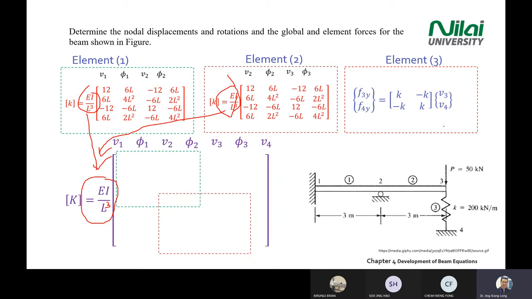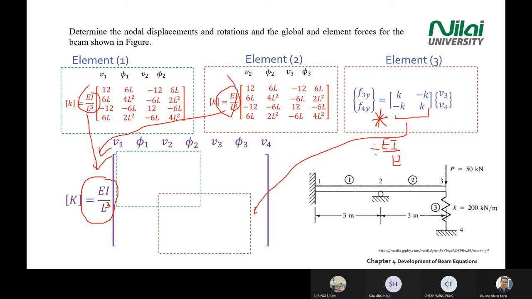When you come to Spring, this is the area students also make mistakes. When you export this K into here, remember there's an EI divided by L cube here. So this one, the whole thing, when you export here, it has to be divided by EI divided by L cube to cancel the factor here.